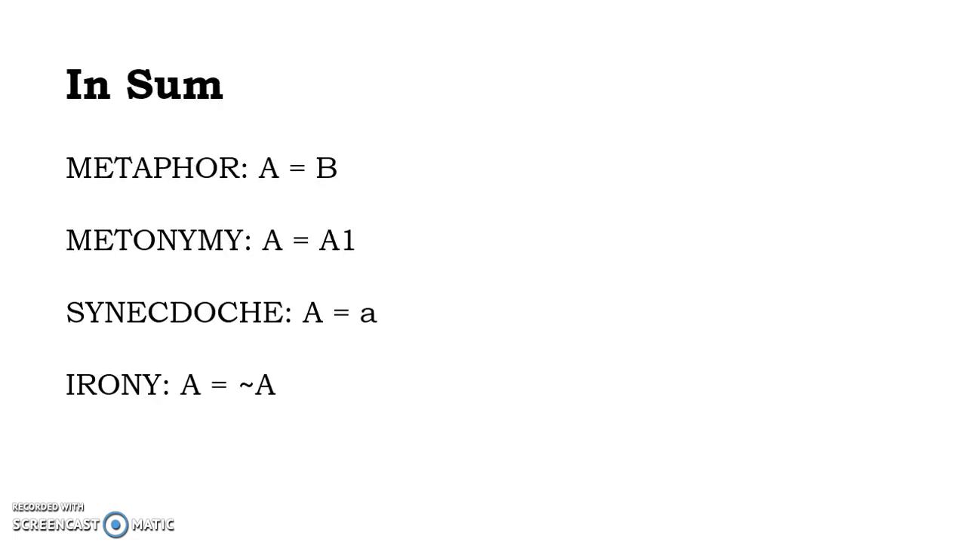Wrap it all up. Here are our little mnemonic devices. Metaphor, A equals B. Metonymy, A equals A1. Synecdoche, A equals little a. Irony, A equals not A. What we need to be able to do for the quiz is look at a short excerpt and identify which of the four master tropes it represents.